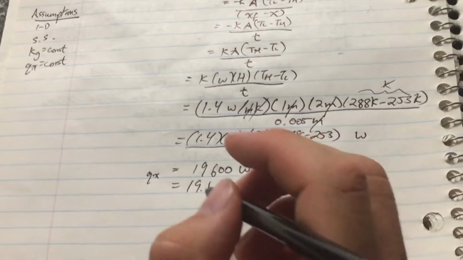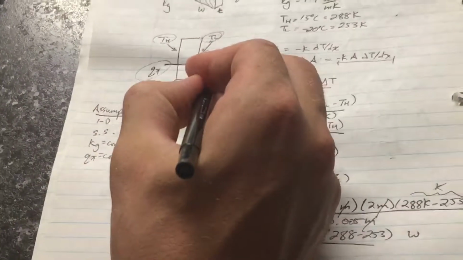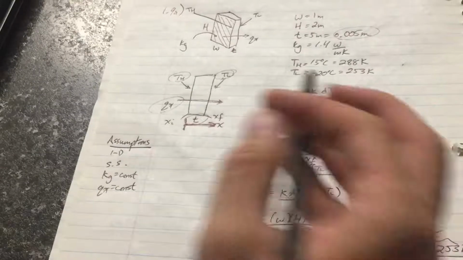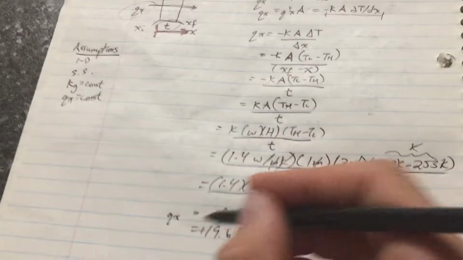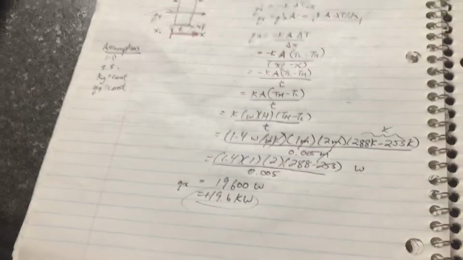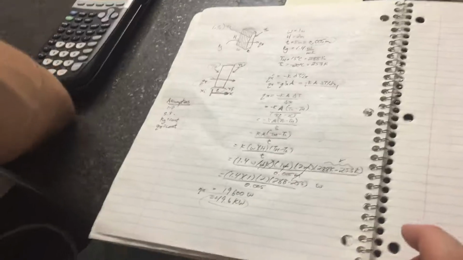What's important to remember is that this is a positive number, which means our assumption of the direction that Q is traveling is correct. It's going in the direction of our x-axis, hence the positive value here. So that's the end of this problem, and that's just an introductory conduction problem.